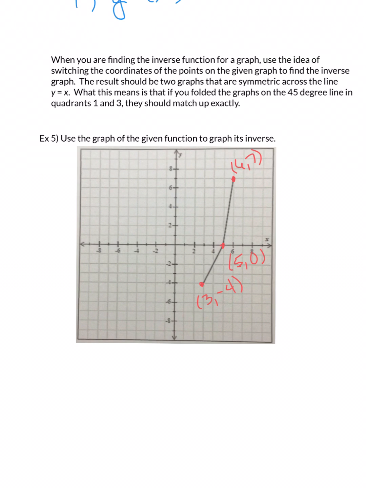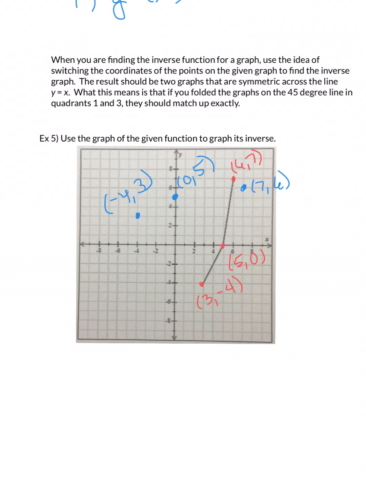So our rules for finding inverses tell us to flip-flop the coordinates. If we flip-flop 6, 7, that means that x will be 7, y will be 6, is our first point on our inverse graph. We would have the point of x equals 0, y equals 5 for the second point on our inverse graph. And then we would have the point of x equals -4, y equals 3 as the other endpoint on our inverse graph.